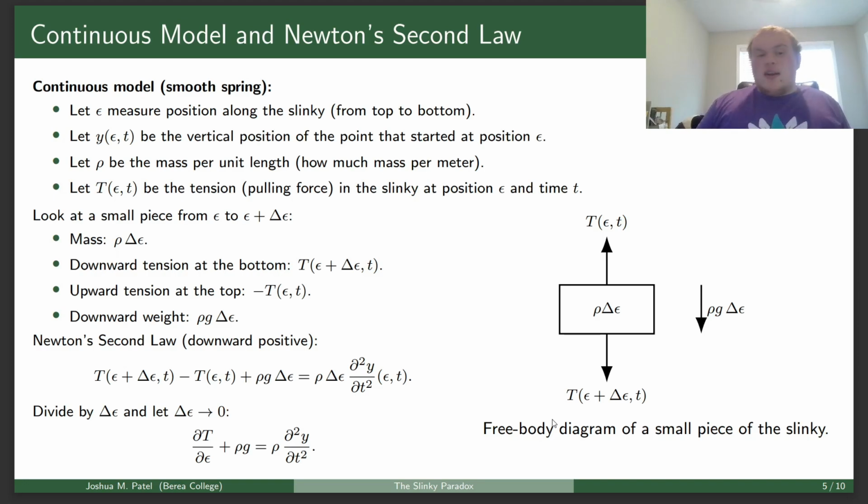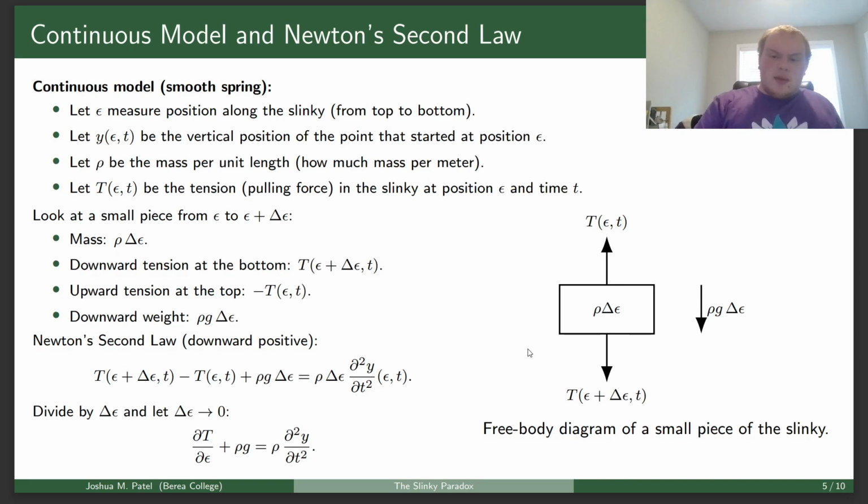And then we're going to define a tension, which is basically how much the part of the slinky above pulls, or the parts below it pull. And so we're going to look at this small part, as you can see here, from epsilon to epsilon plus delta epsilon. And it's going to have a mass of rho times delta epsilon, and it's going to have two tensions.